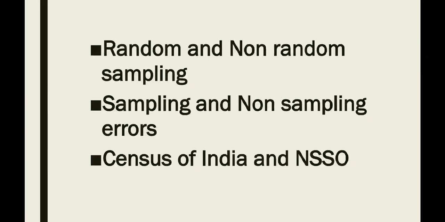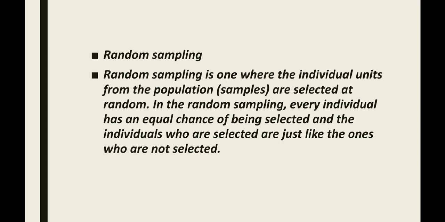In the last session, we studied about census and sample surveys. Most of the surveys are sample surveys. These are preferred in statistics because of a number of reasons. Now, the question is, how do you do the sampling? There are two main types of sampling, random and non-random sampling.